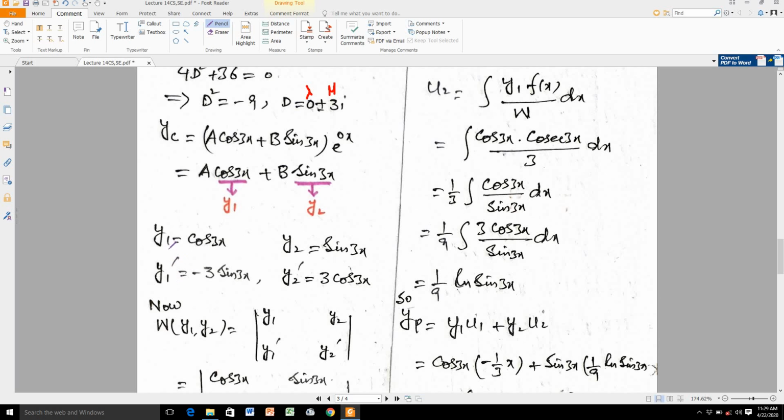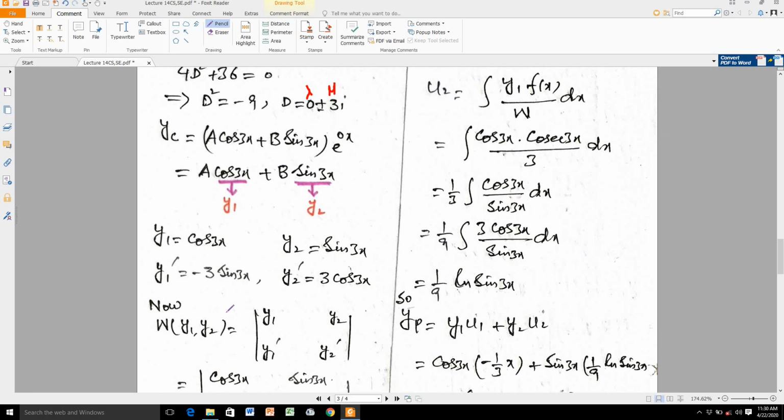y1 prime, first you take its derivative. The derivative of cos 3x is minus sin 3x, and the derivative of 3x is equal to 3. So y1 prime is equal to minus 3 sin 3x, and the derivative of y2, y2 prime, is equal to 3 cos 3x.